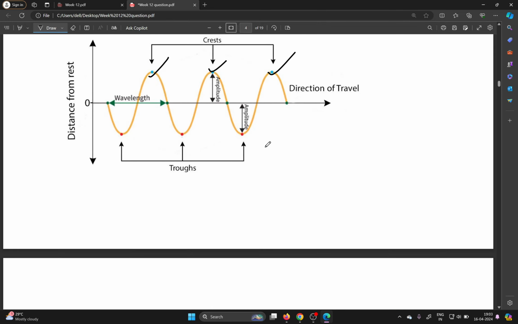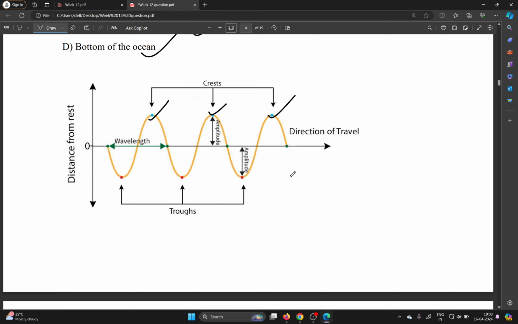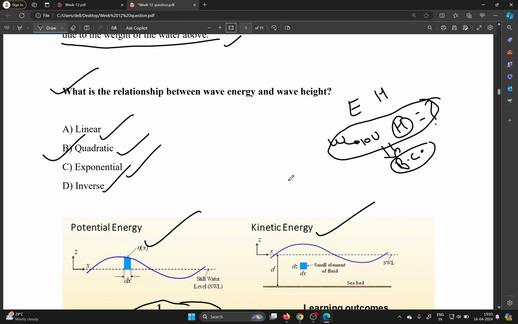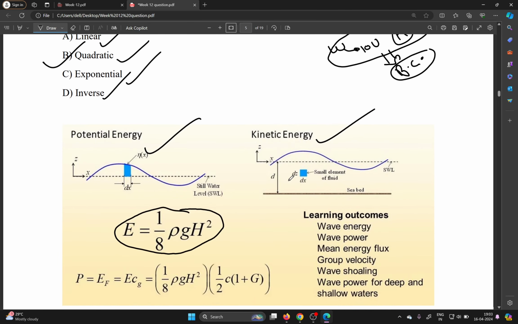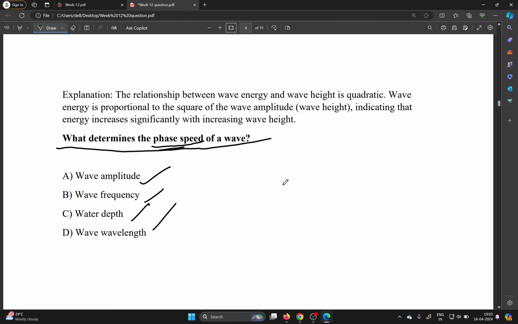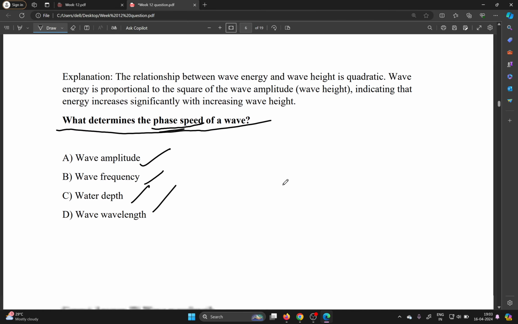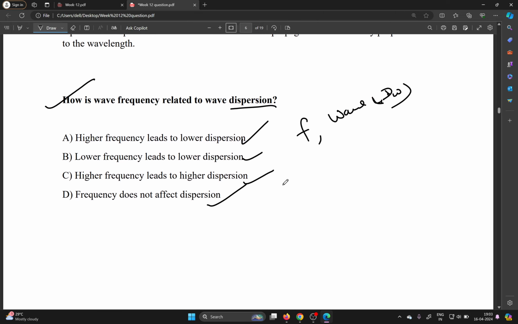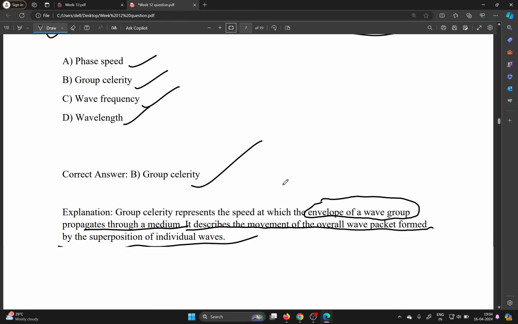For the sake of your understanding, the amplitude is this one. Sometimes we also know the height of your wave, and the wavelength is this. Sometimes wavelength is considered from here to here also, remember. And the relation between your energy and the height of your wave is quadratic. So these are the things we have discussed already.